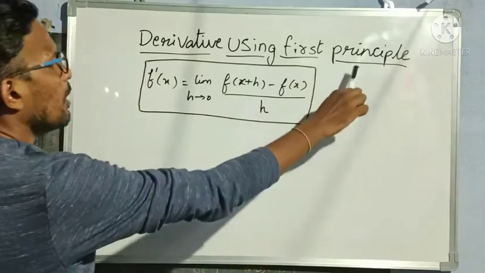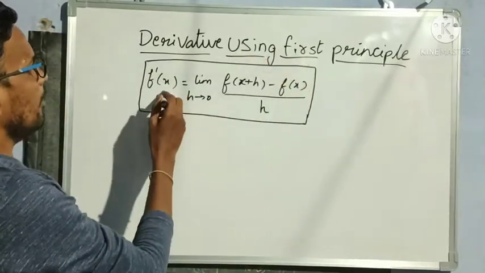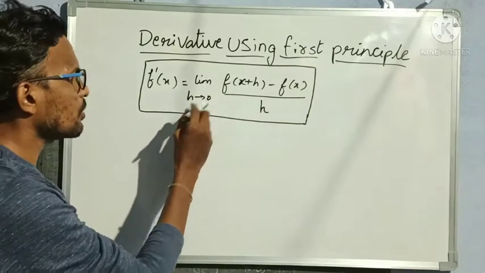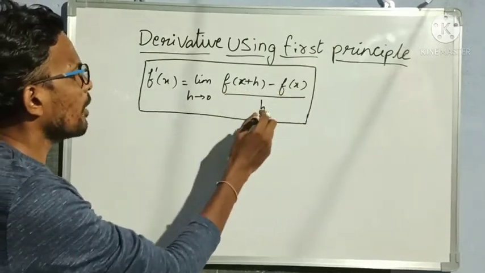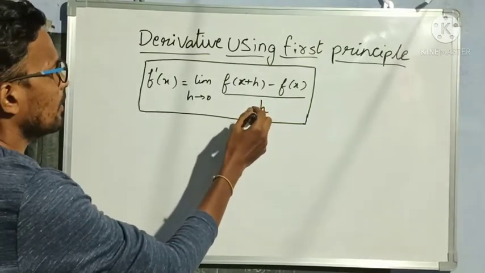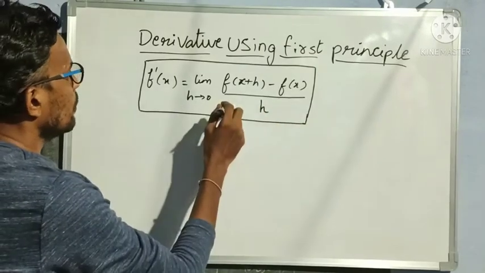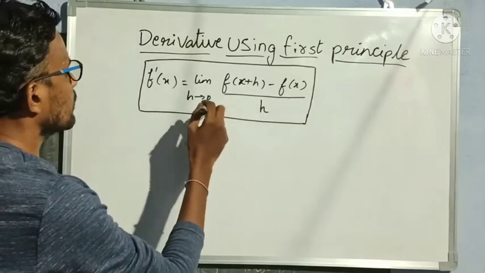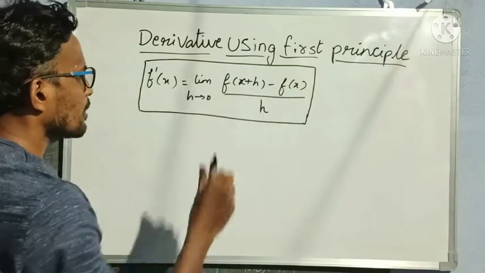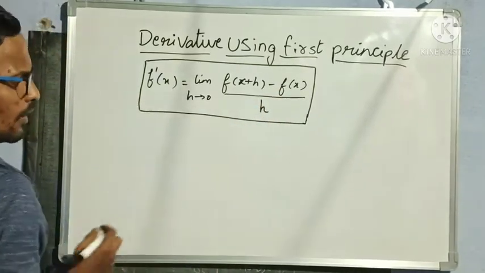The formula for finding the derivative using first principle is f dash x is equal to limit h tends to 0 of f of x plus h minus f of x, by h. I hope this is our right hand derivative, right? Both are same. So f dash x is equal to limit h tends to 0 of f of x plus h minus f of x by h. This is how we have to find f dash x, that is the derivative of a function.